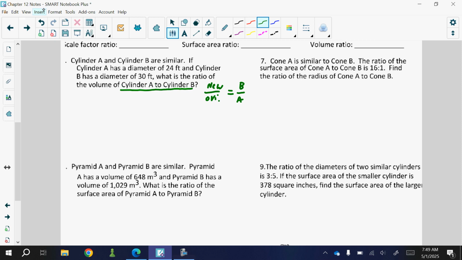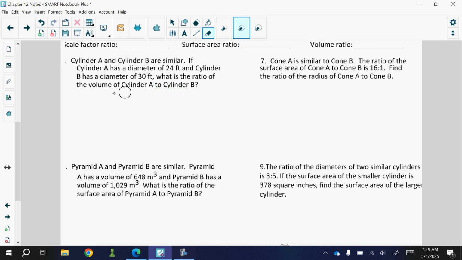Actually, scratch that last part. Sorry, it doesn't say from. That's my mistake. It doesn't say from cylinder A to cylinder B. It just says cylinder A to cylinder B. So I was overthinking that one. I'm used to the whole from and to thing. It just says cylinder A to cylinder B, so that just means A to B, because that's how you read this ratio anyways. From math notation to English, it's just A to B.